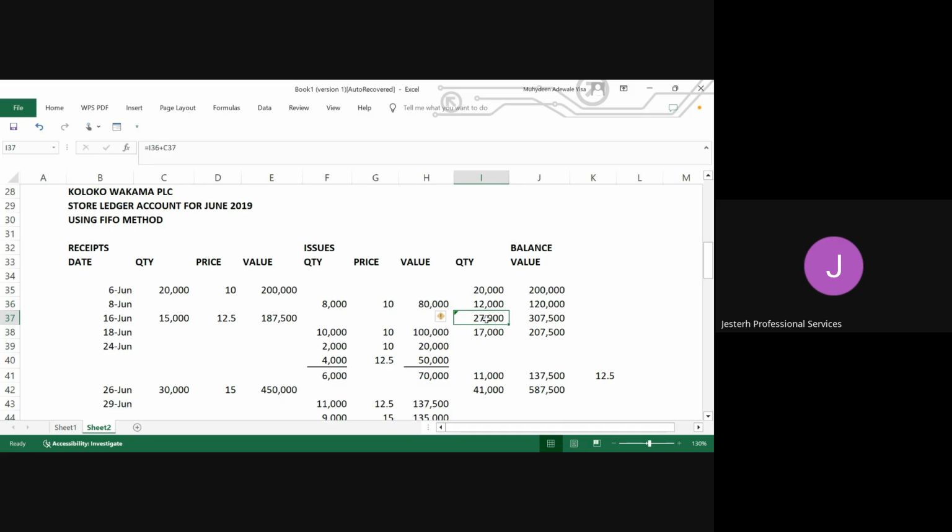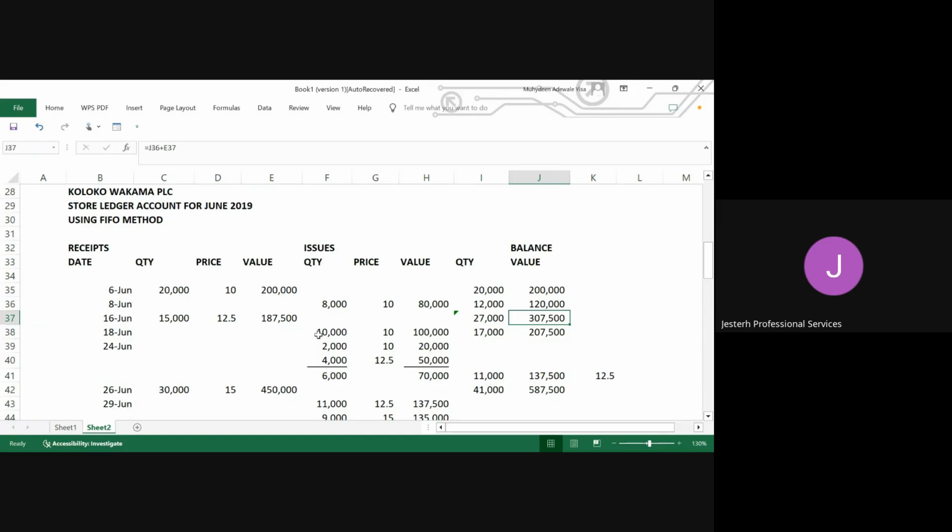The same thing applies to our total value. We say the total value of the old stock is 120, and then we add the value of the new product that we brought to the store together. It gives us 307,500. And then the same thing, we issue out on the 18th, we issue out 10,000.